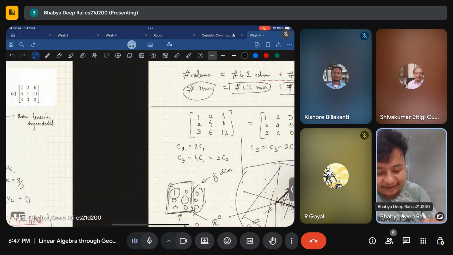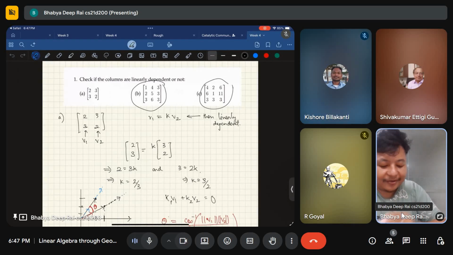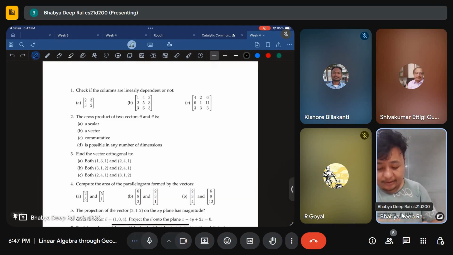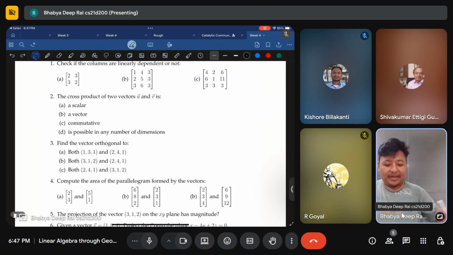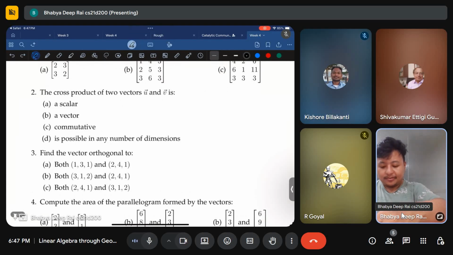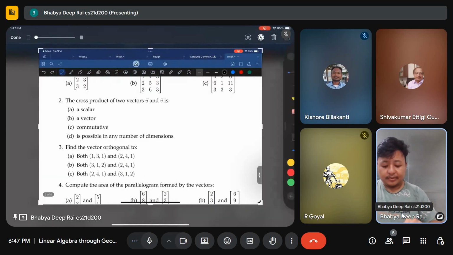Now, there's this third one. Again, you can try it. This is also linearly dependent. You can apply Gauss-Jordan and find it out. Now, let's look at the main content of this session, which is the cross product.